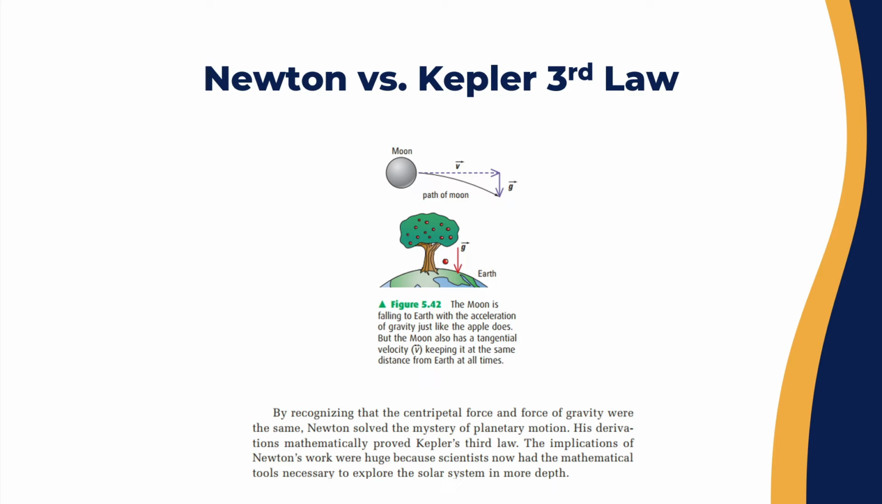After a lot of investigations and years of research, Newton discovered a bright idea: the centripetal force equals the force of gravity, or the force of gravity is exactly the same as the centripetal force. When Newton solved this mystery, that helped him to better describe the planetary motion, and he did a mathematical derivation to prove Kepler's third law. The implication of Newton's work was huge because scientists now had the mathematical tools necessary to explore the solar system in more detail.